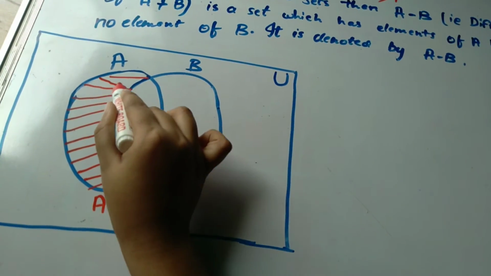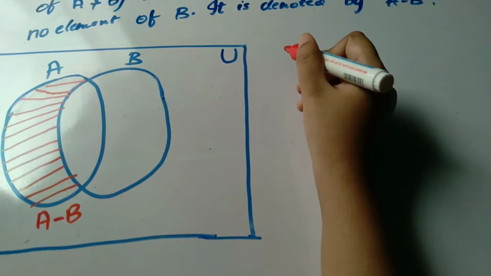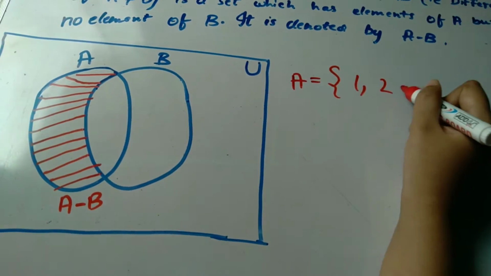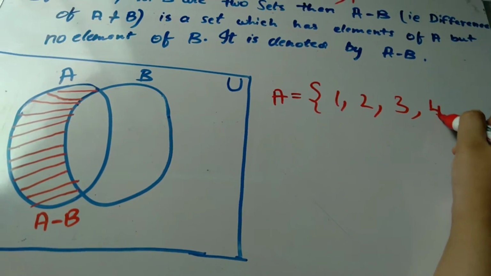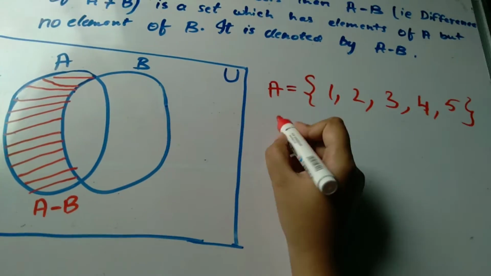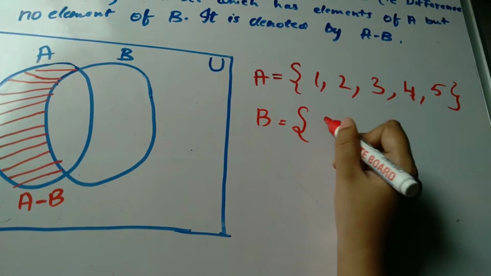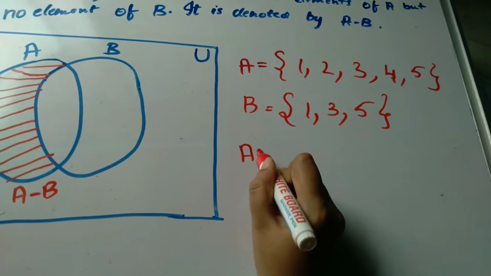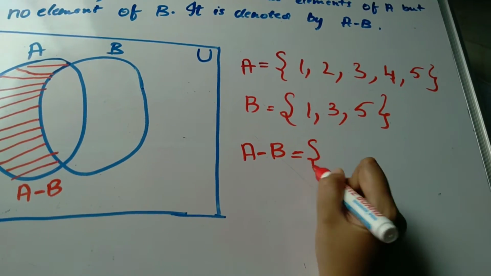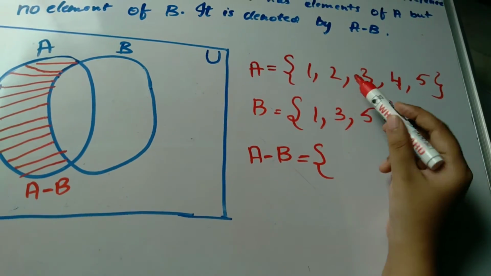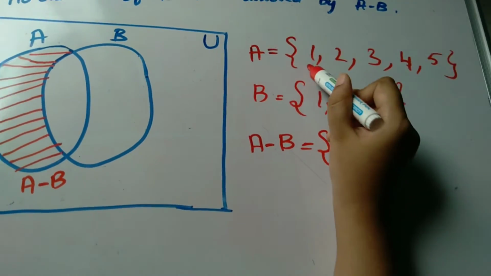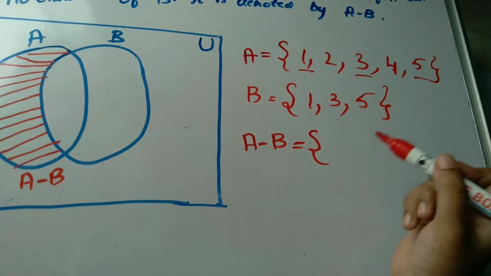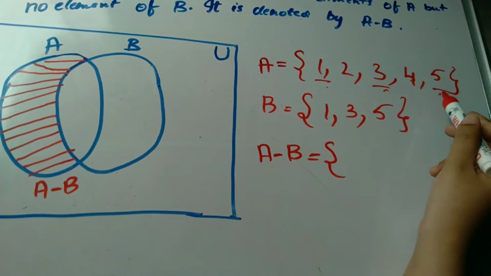Now I will even give an example on this. So look here. If there is a set A, for example, what are the elements in that? 1, 2, 3, 4, 5. And set B, what are the elements in that? 1, 3, 5. Now what we are doing? Finding the set A minus B. How we can get? We have to take out the elements of B from A. What are the elements of B? 1, 3 and 5. So we have to take out all the elements of B from A. So if we take out 1, 3 and 5, what will be left?